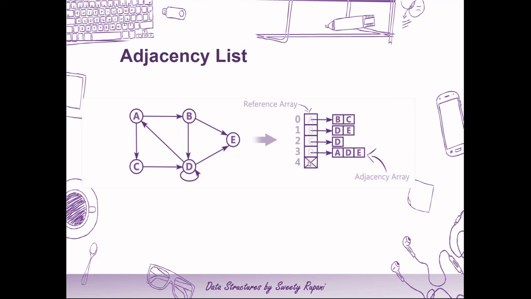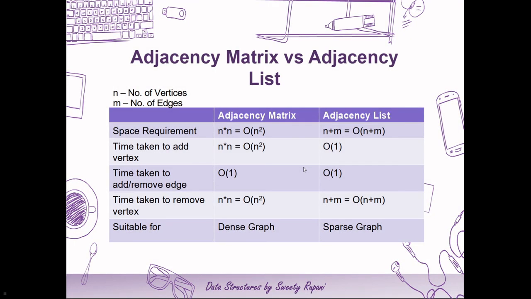We can see over here this is a directed graph and the last node, E, has no outgoing edges, so this is marked as null. So this is how we represented an adjacency list using an adjacency array. An adjacency list using a linked list is preferable over this.